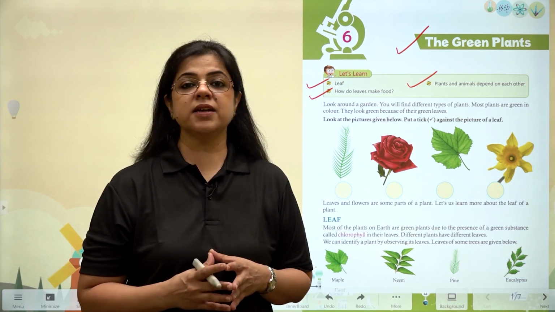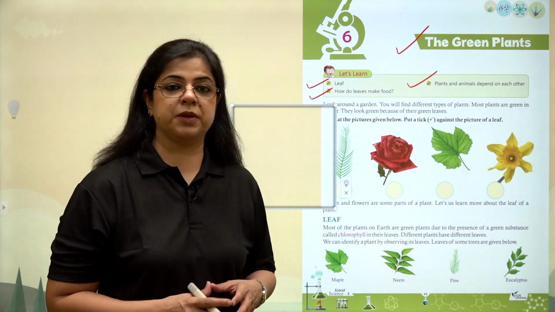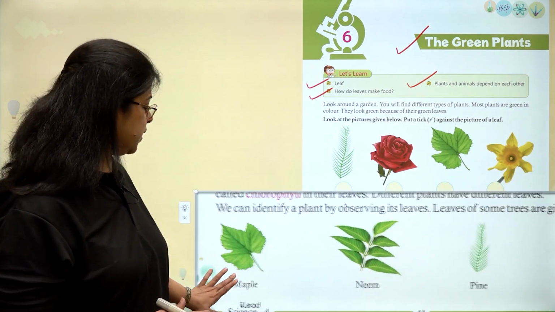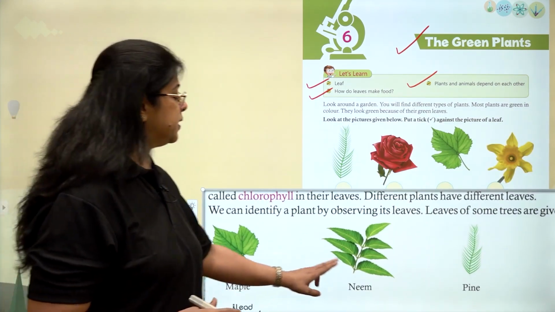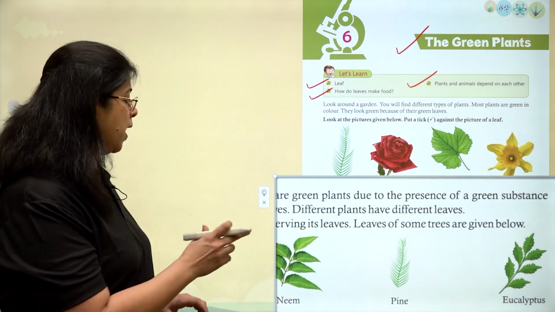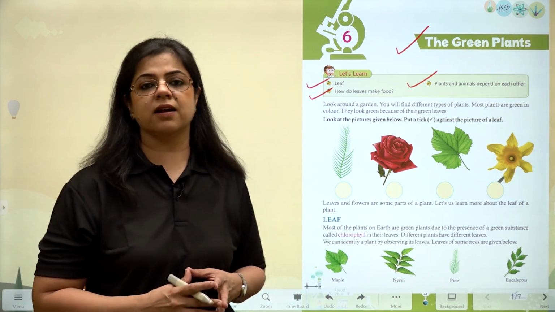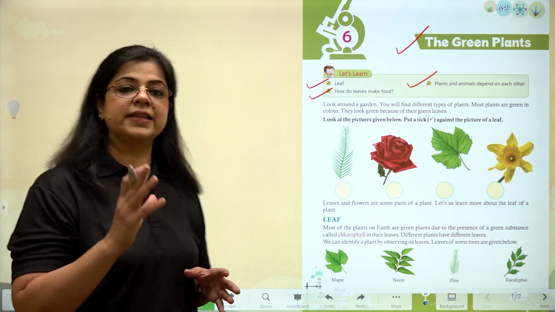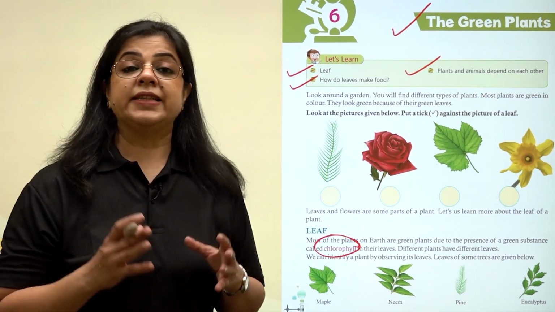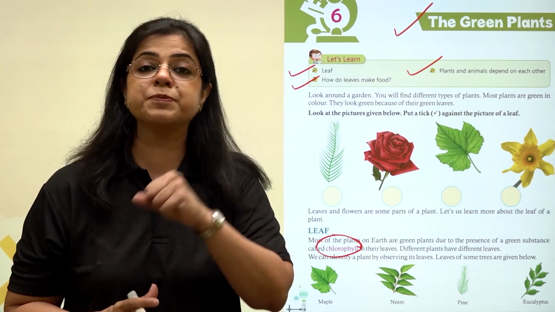Let us now understand about a very important part of the plant, the leaves. As you can see in this picture, the leaves come in a variety of shapes and sizes. So you can see here the maple leaf, the neem leaf, the pine leaf, and the eucalyptus leaf. One thing that is common to all these leaves is that they are green in color. Why are leaves green in color? This is because of the presence of a pigment called chlorophyll. This pigment not only imparts the green color, it also traps the sunlight.